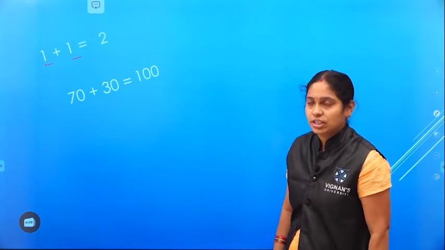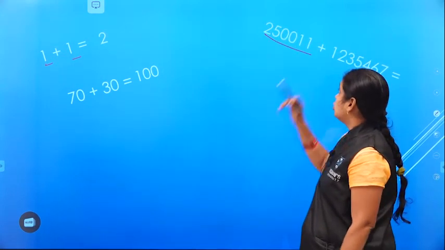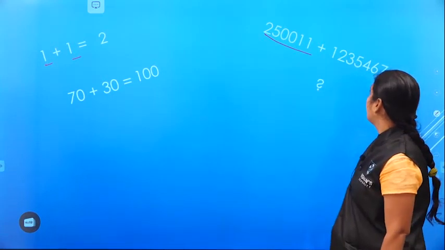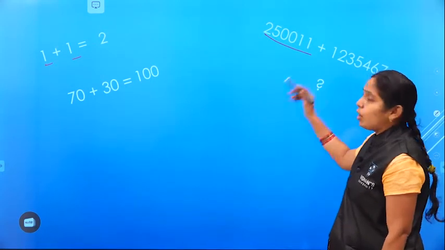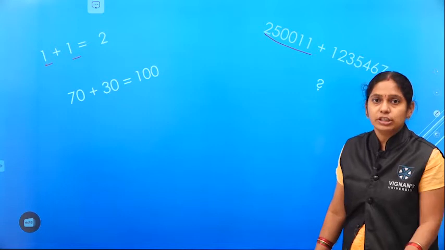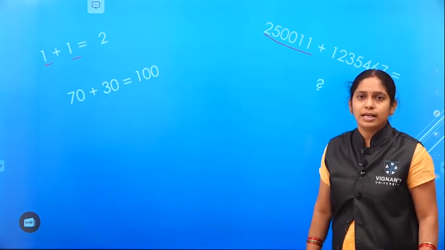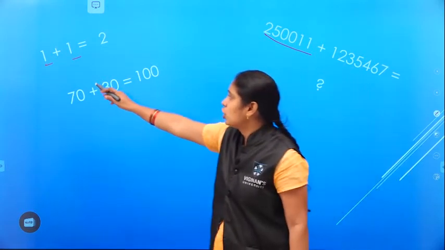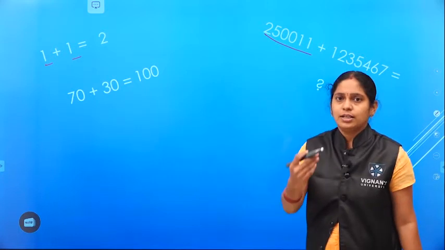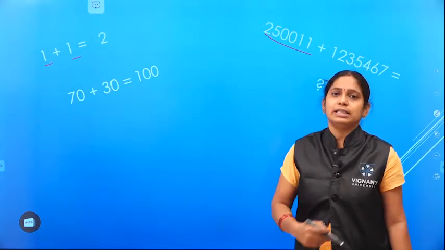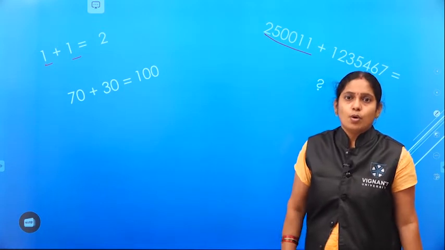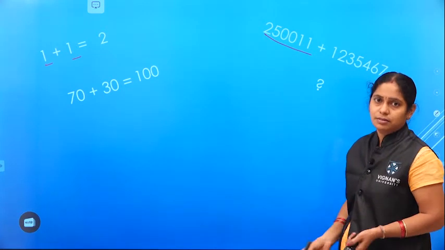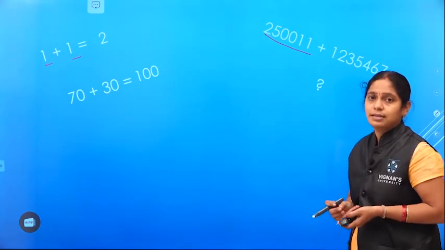If I ask one more question, 250011 plus 1234567, what is the sum of these two? Can you tell it immediately, like the previous two? When I asked the earlier questions, I got the response immediately from you. But when I ask a question like this, which has big numbers with more digits, then what will we do?